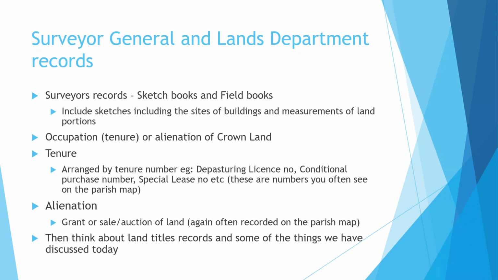And alienation, as I said, is to do with the grant or sale or auction of land, often recorded on the parish map, but then the land becomes freehold. So once the land is freehold, then you start to think about the land titling records and some of those things that we've looked at today.